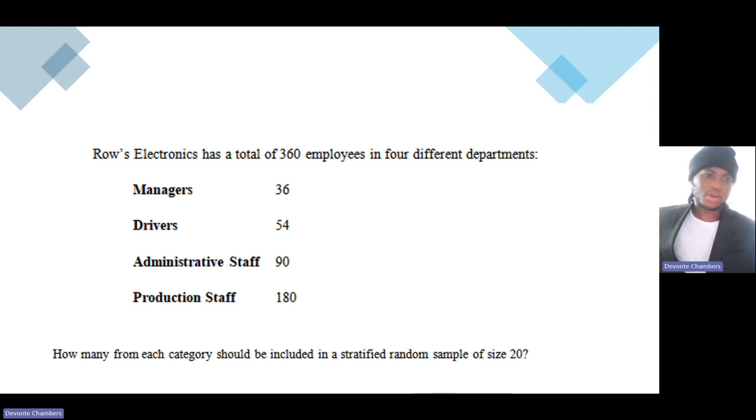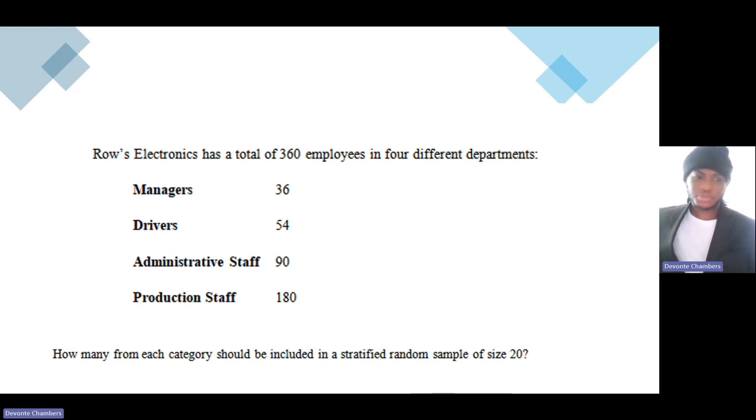So improved accuracy would be the first advantage, because it ensures that each member within the stratum is adequately represented in the sample, and it also reduces the sampling error. Now, the disadvantage would be the fact that it's also prone to bias. Now, what do I mean by that? Let's say certain subgroups are not accurately represented in the sample.